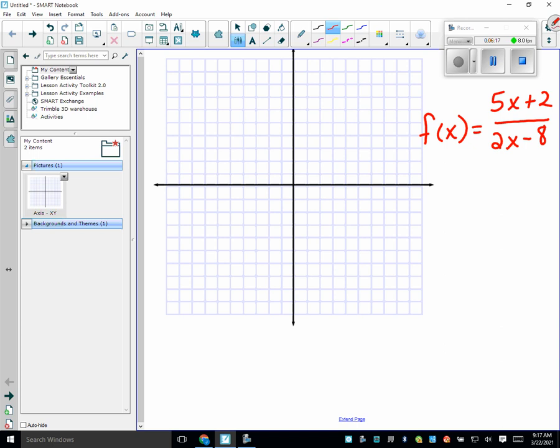Does it have a vertical asymptote? Yes. Where? X equals 4. Good catch. So I have an asymptote here.